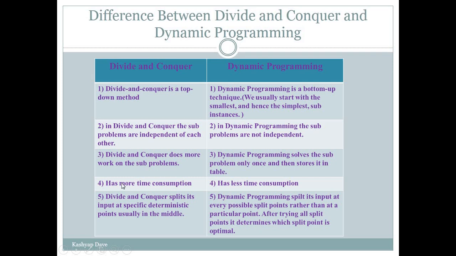Here, the divide and conquer technique has more time consumption, while dynamic programming has less time consumption. Divide and conquer splits its input at a specific deterministic point, usually in the middle. You all know that we always find the middle point, meaning low plus high divided by 2, we find mid, and we split at the midpoint. But dynamic programming splits its input at every possible split point rather than a particular midpoint. After trying all the split points, it determines which split point is optimal. So this is the basic difference between dynamic programming and the divide and conquer technique.